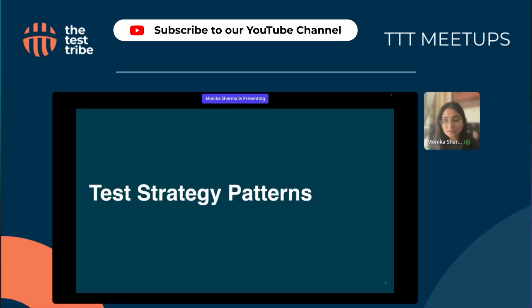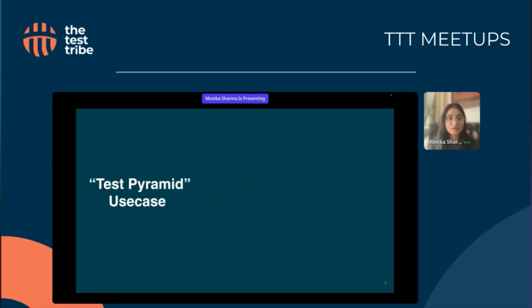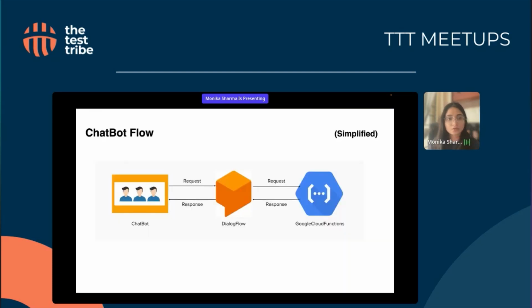Test strategy patterns help us organize testing by grouping different testing levels, which I'm going to show you in the further slides. This basically provides a visual representation of the number of tests which are going to be covered at different testing levels. I have taken the test pyramid as the very first use case because it's very common, and I think every one of you might know about this in one way or another. So I've taken a brief use case around it, and the use case revolves around a chatbot.